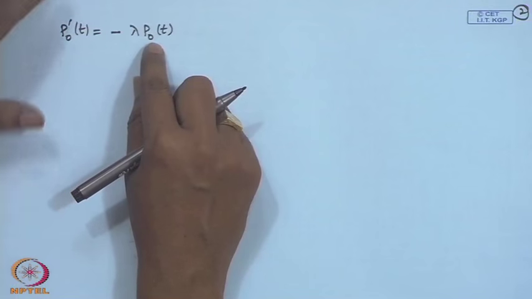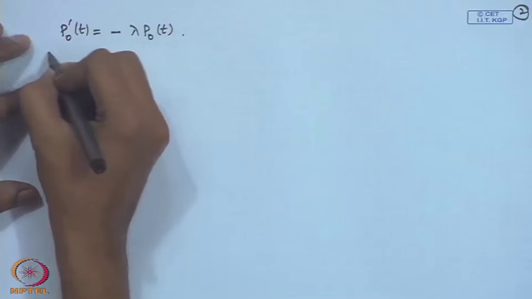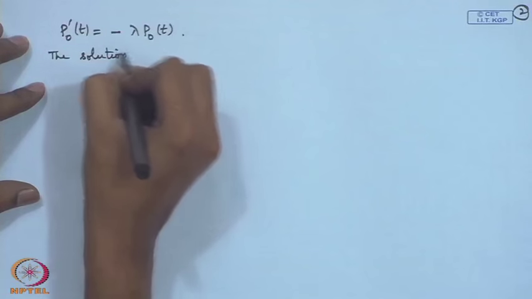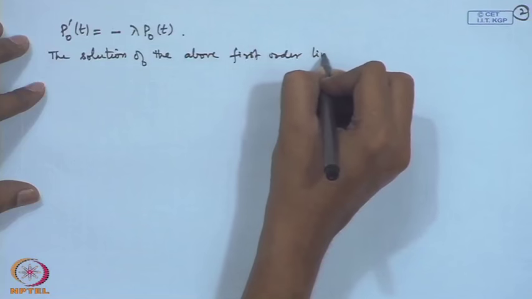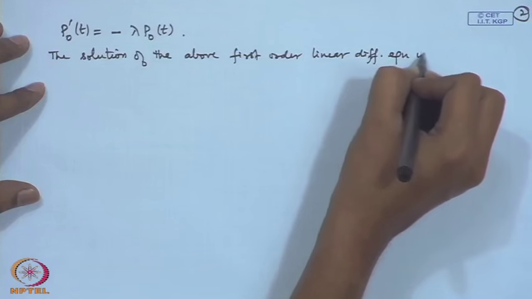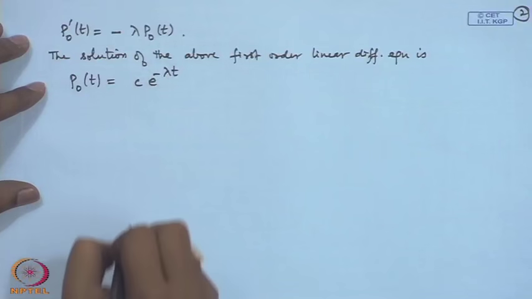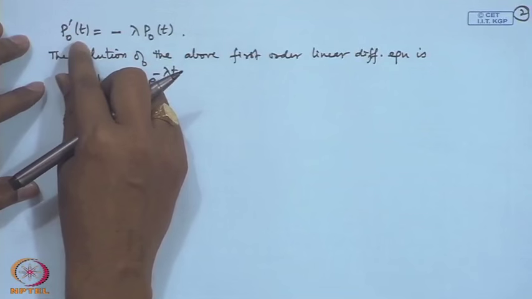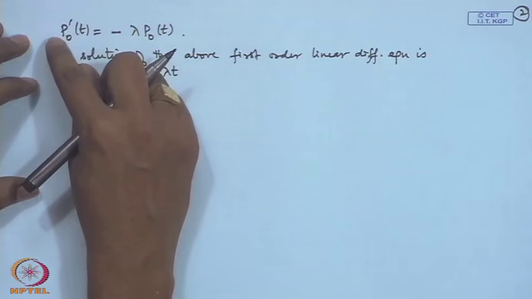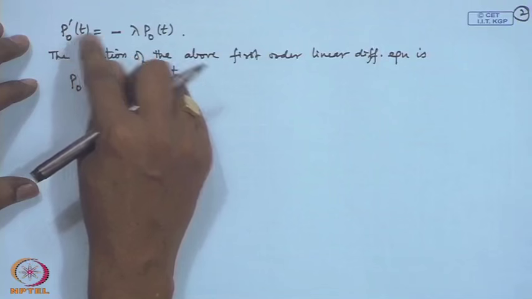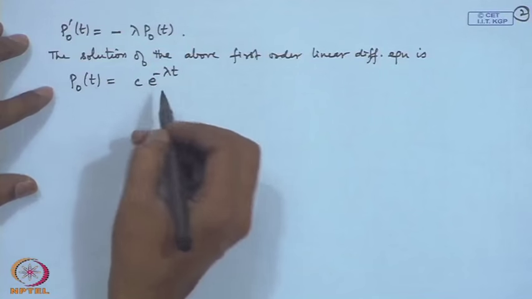Now, this is a first order linear differential equation, and this is of a variable separable nature. So, the solution can be obtained almost immediately. The solution of the above first order linear differential equation is p0(t) is equal to some constant times e to the power minus lambda t, because we will divide it here, and then if you integrate out, you will get log of p0(t) is equal to minus lambda t plus some constant, and then if you take e to the power of both sides, you will get p0(t) is equal to some constant times e to the power minus lambda t. Now, this constant can be determined by using the initial condition.